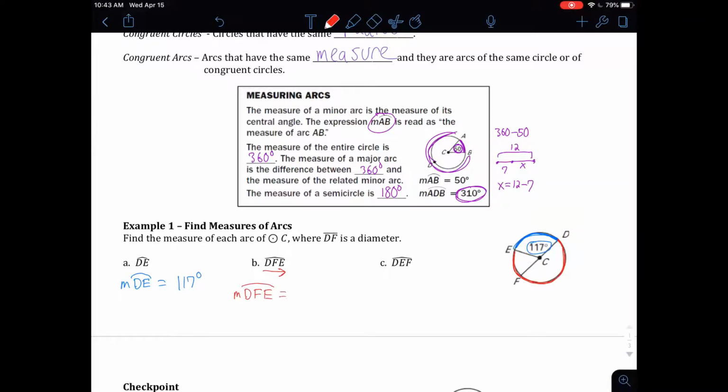Yeah, what we're going to do is 360. The whole thing is 360. We're going to take away 117. That will be the rest of the circle, which is in red. So measure of DFE is going to equal 243 degrees. Guess we could box our answers like we usually do.